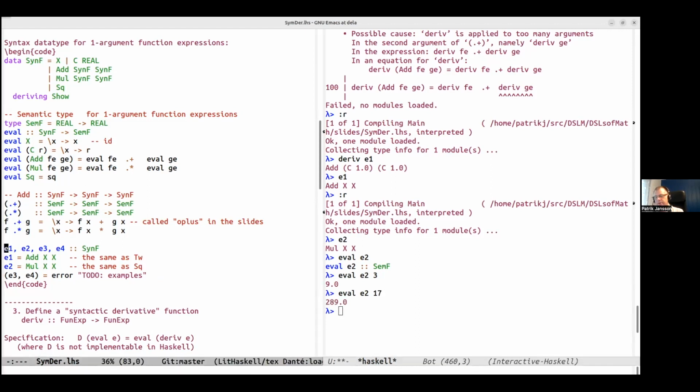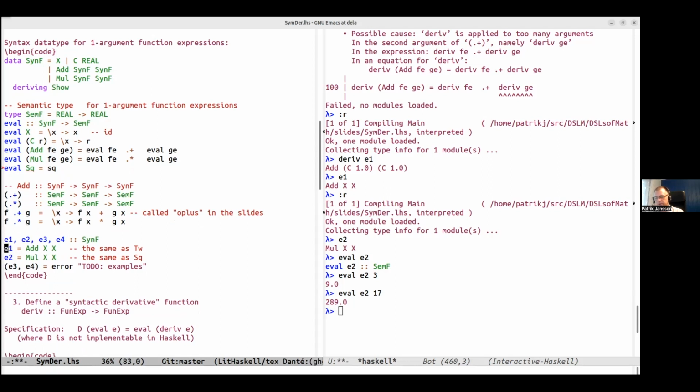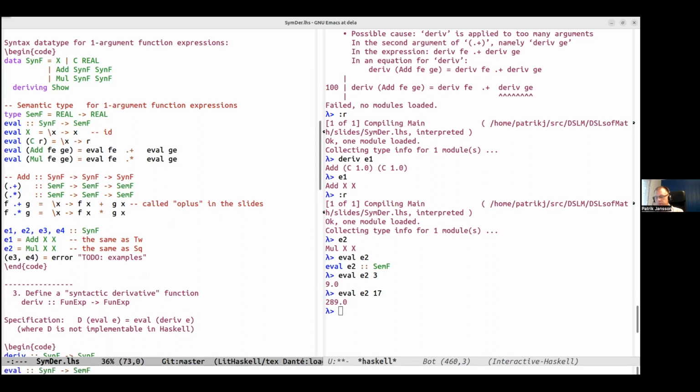Okay, and now we also need to implement the derivative for multiplication. And actually, as this is the same as squaring, I will also remove the squaring constructor, because it's a bit silly to have a squaring constructor when we already know how to express it more generally.